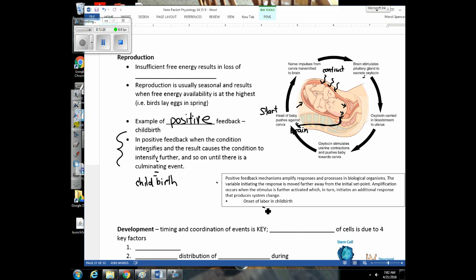Remember that reproduction is only going to occur when we have an excess of free energy. So if we have insufficient free energy, this results in loss of reproduction. If we continue to have loss of free energy, then we're going to lose the ability to grow, and then eventually it can lead to death.